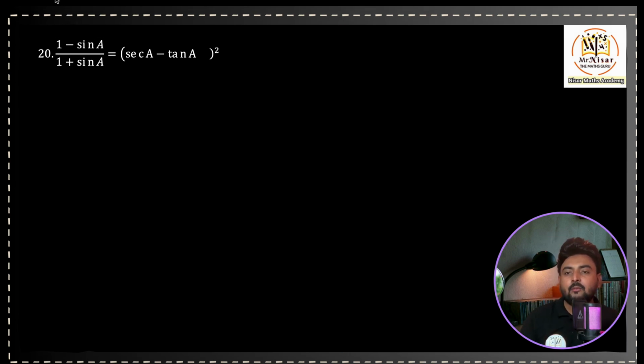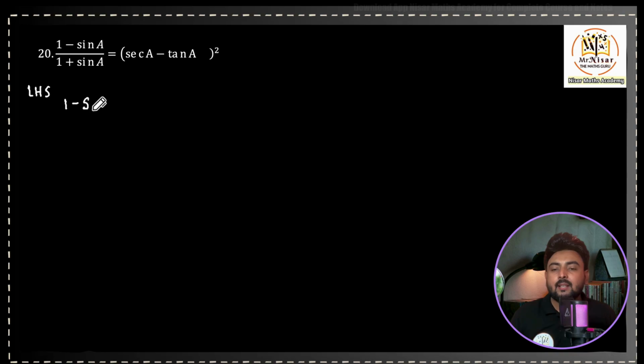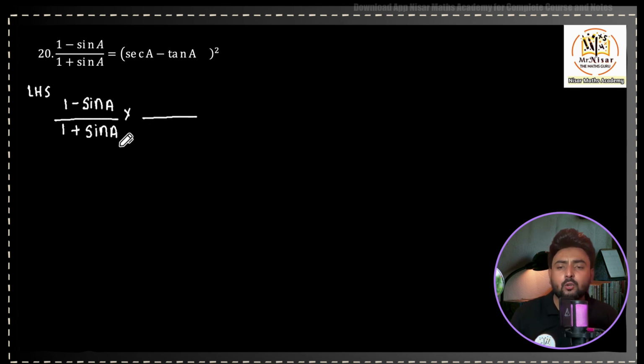So the next question we have 1 minus sin a upon 1 plus sin a. We have to convert it into sec a minus tan a whole square. Let's go ahead and try to solve this question. Now remember this, I said in the previous question also, and again I am repeating: whenever you have the same pairs with the opposite sign, 99% of the time you have to rationalize the numerator or denominator. Now here I will rationalize the denominator. 1 plus sin a is there, I will multiply it with 1 minus sin a upon 1 minus sin a.